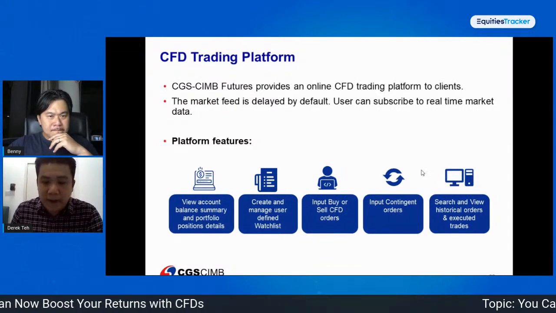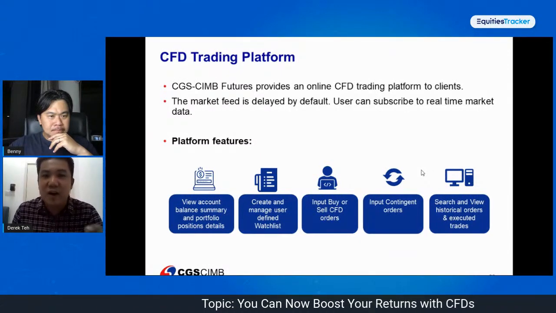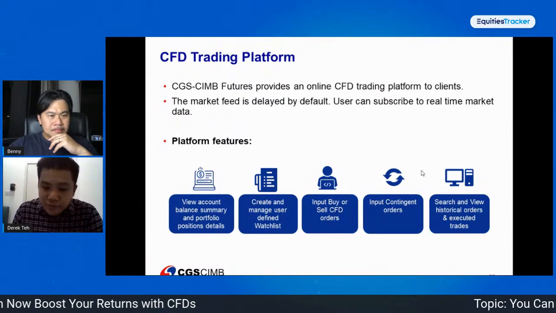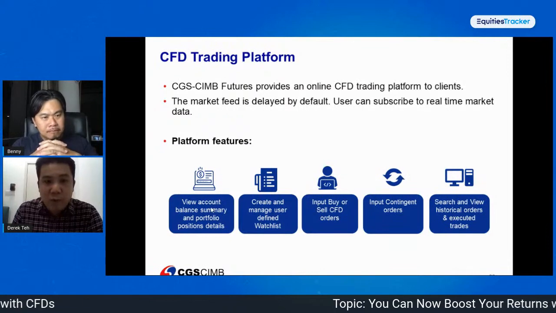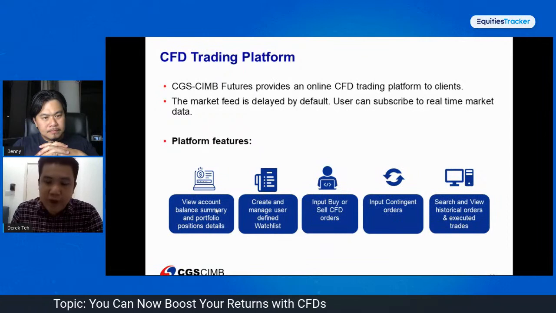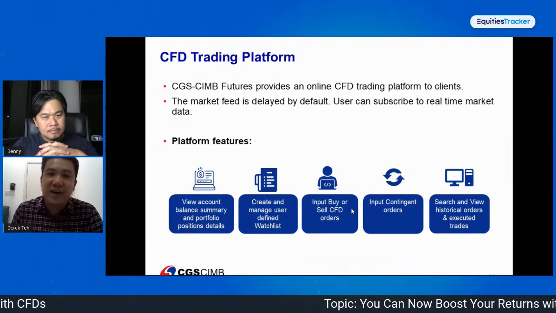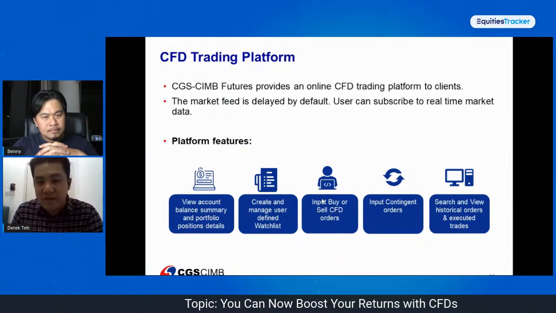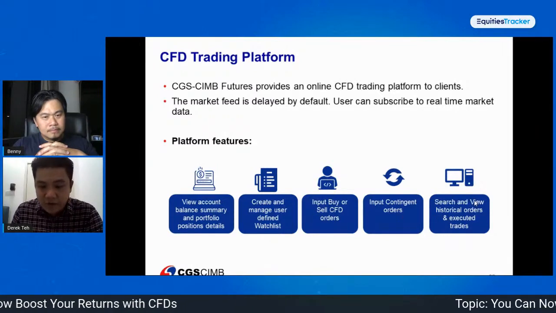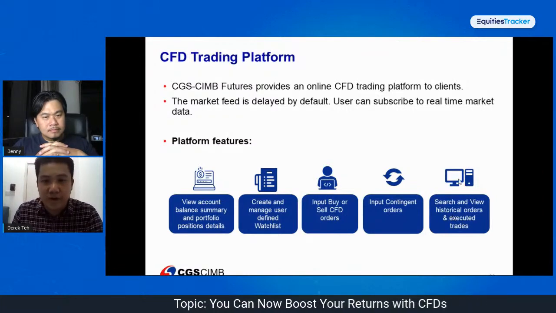Actually, the market feed is delayed by default, but users can subscribe to real-time market data for a very small fee. The platform allows users to view account balance and portfolio position details. You can create or manage your own watch list. Of course, on this trading platform you can buy and sell CFDs. You can input conditional orders and search or view historical orders and previously executed trades.